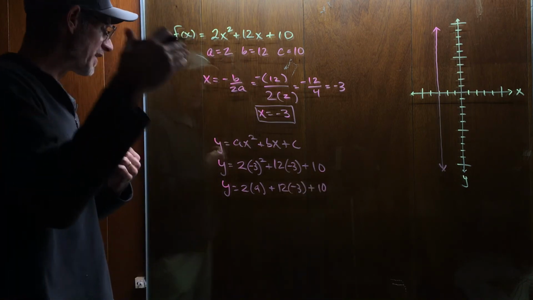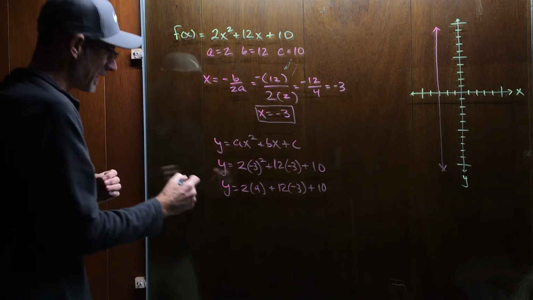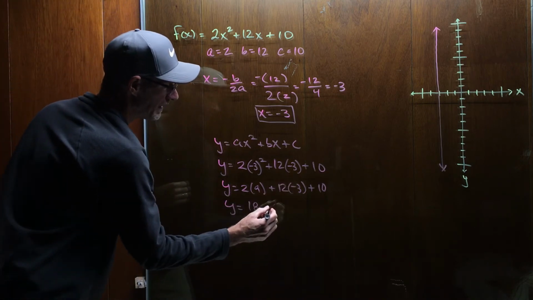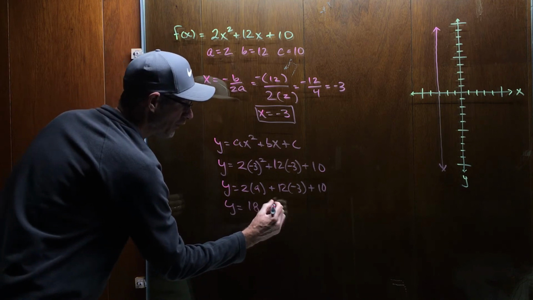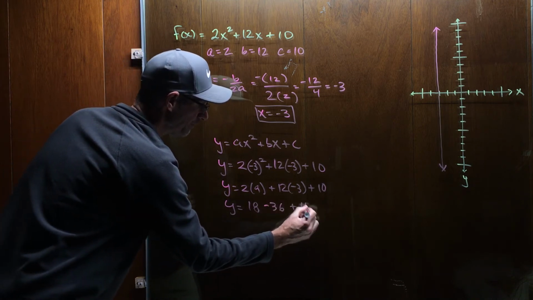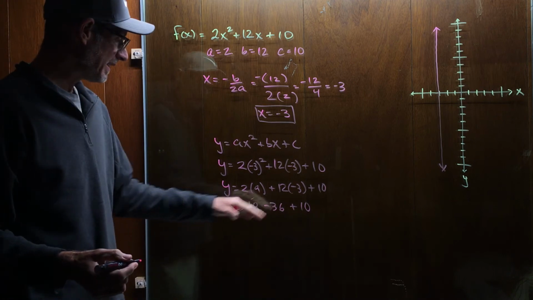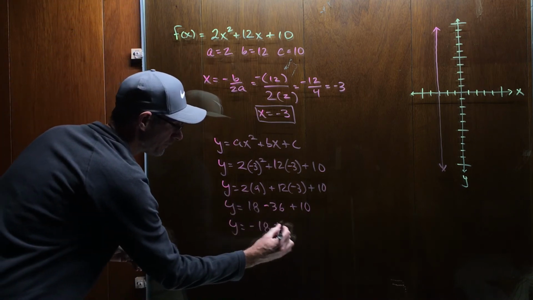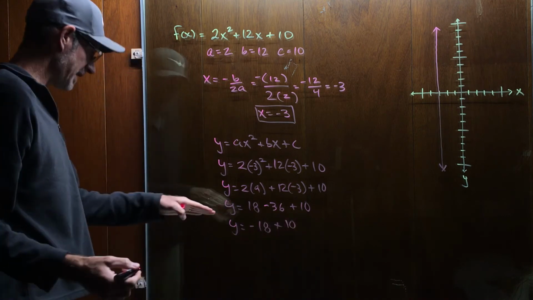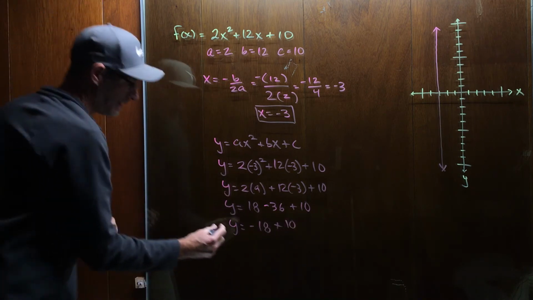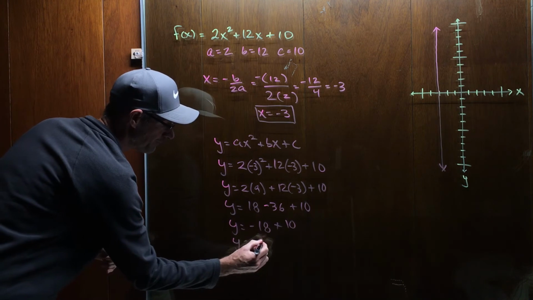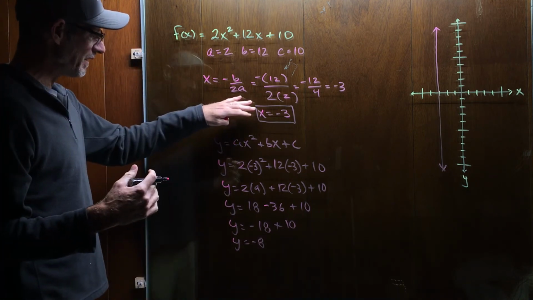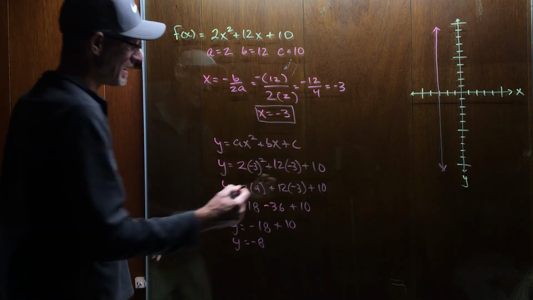After doing the exponents, the next thing we need to do is multiplication. So 2 times 9 is 18, and 3 times 12 is negative 36. Now if I take 18 and negative 36, that makes negative 18. And negative 18 plus 10 is negative 8. So my vertex for this problem is at negative 3 and negative 8.